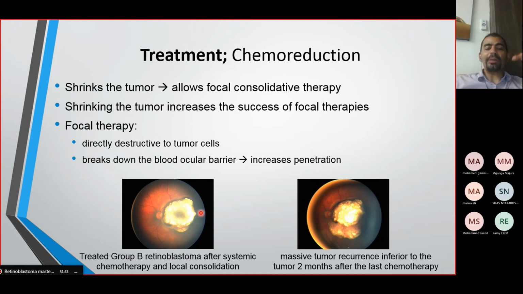But if you do follow-up of this patient, later on, a few months later, 2 months later, the patient started to develop a recurrence. So another recurrence started to appear here, and the patient will need to have a second treatment. So nowadays we do the local treatment or the consolidation therapy or the chemotherapy or a combination of them for most of the tumors. Okay.